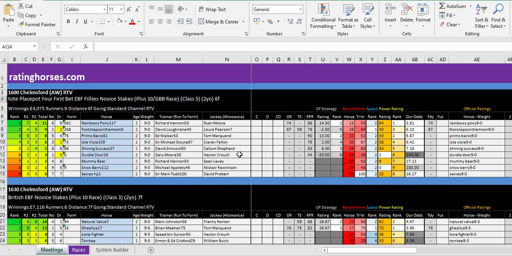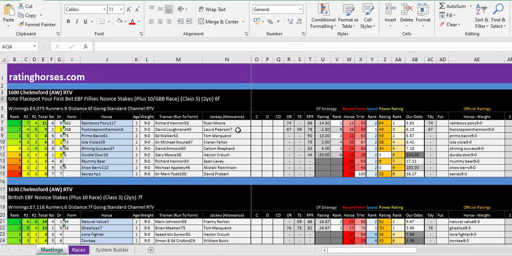Next column is the jockey. We can see that Ryan Moore is on the top-rated horse, Rainbow's Pony. The little figure that you will find sometimes after a jockey is if it's an apprentice, such as Laura Pearson here, and that means that 7 will mean that it's taking 7 pounds off their original weight. So although she should be carrying 9 stone, the weight will actually be 8 stone 5. 8 stone 7. Get my calculations right.